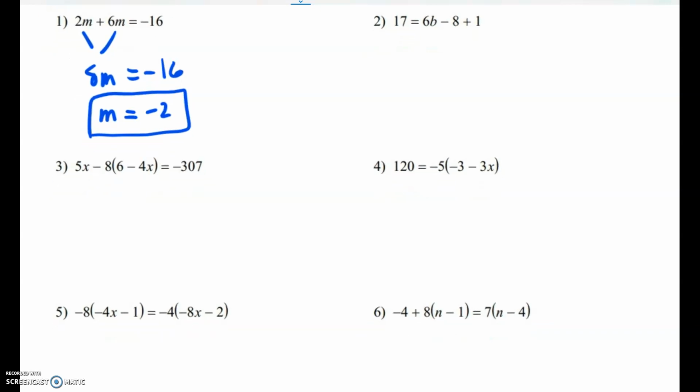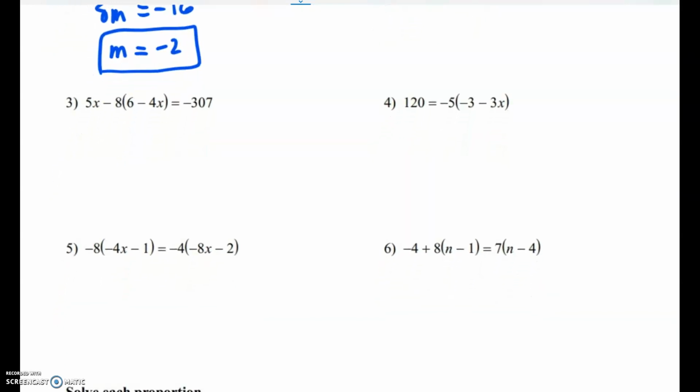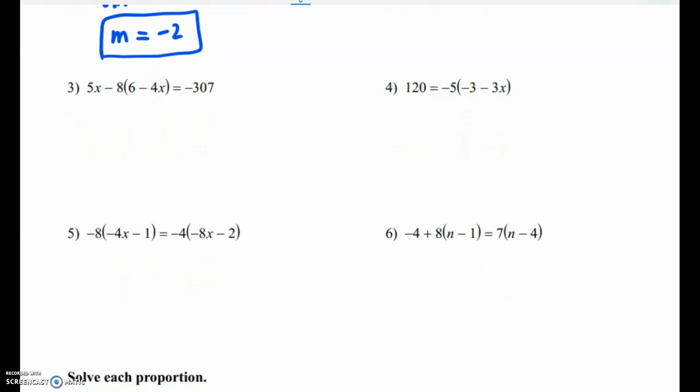All right, I'm going to jump down to number 3. Question number 3 is another multi-step, but this time I have to distribute. Don't forget about the negative in front of that term. That negative goes with it. So I'm distributing a -8. -8 times 6 is -48. -8 times -4 is +32x.